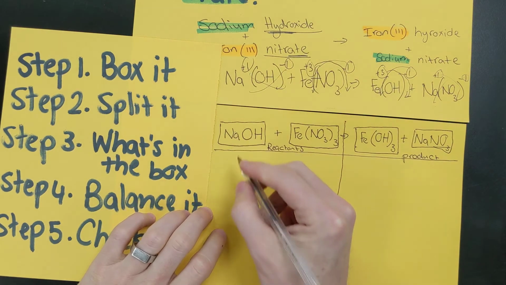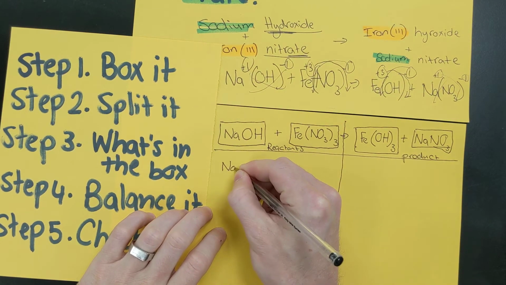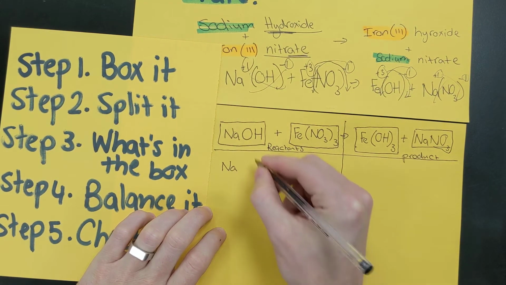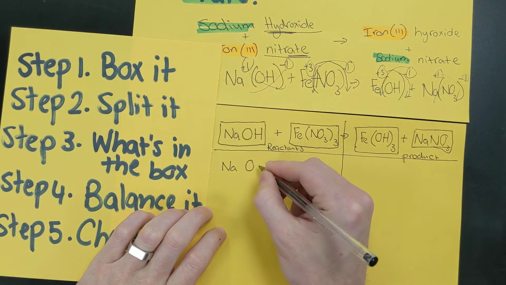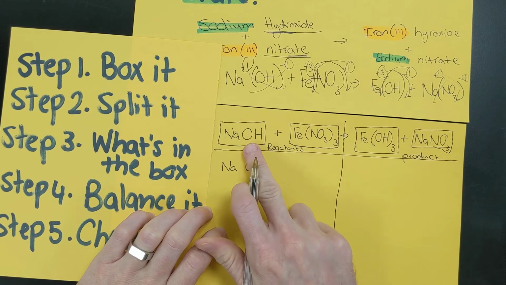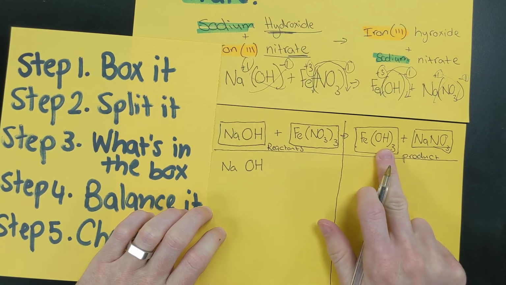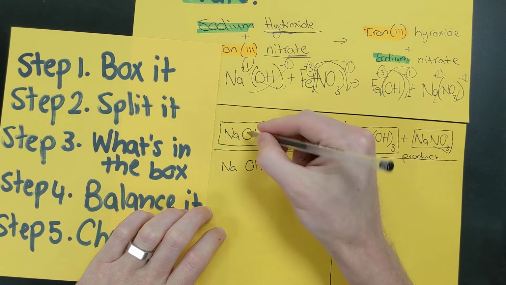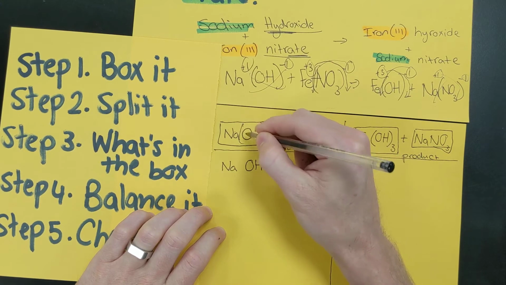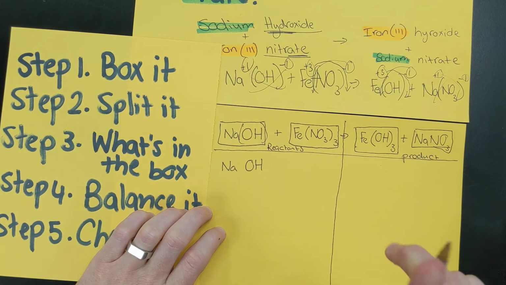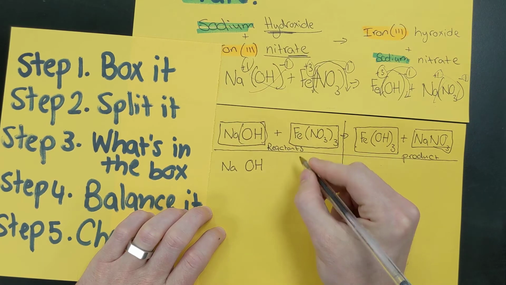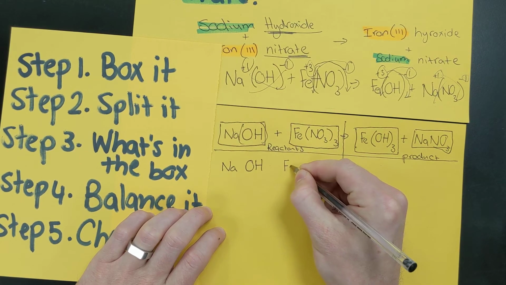So the first part, I have Na. That number down the bottom says 1, so I have 1 Na. I have 1 O, and I have 1 H. In fact, because I have OH on this side, I have OH on that side, I can actually treat them as one symbol. So by trapping it in a box, I can treat them all as one. Next one that I can come across would be Fe.